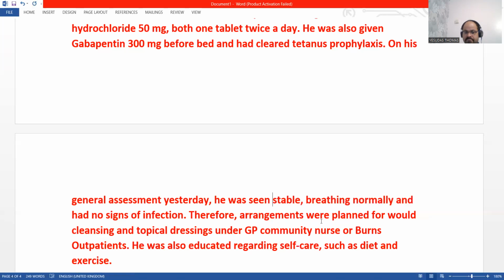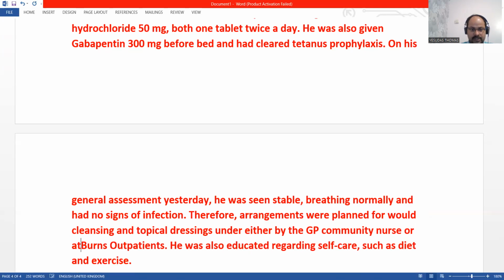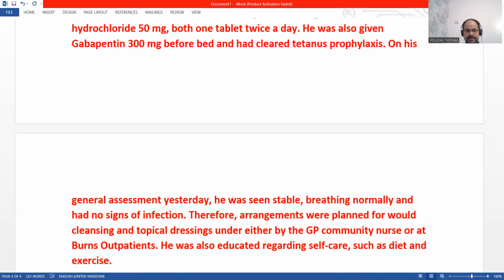He was... Now I need to make a correction: either by the GP, community nurse or at burns outpatients. He was also educated regarding self-care, such as diet and exercise.